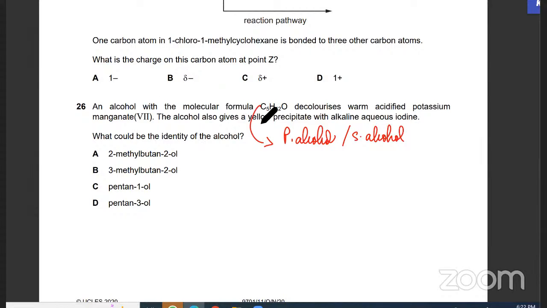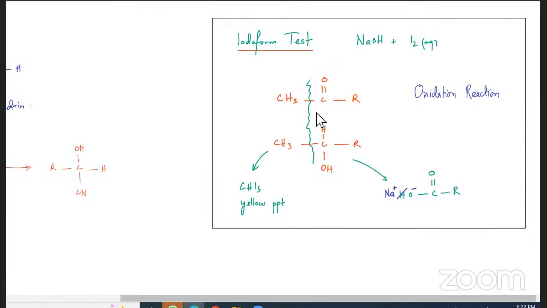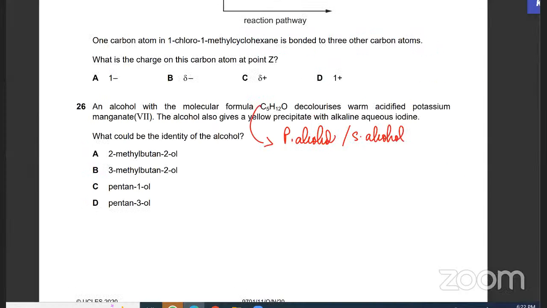The alcohol also gives a yellow precipitate with alkaline aqueous iodine. We just did that. Alkaline aqueous iodine is this one. You need a methyl. It's got this structure in it. So it's that type of alcohol. It's CH3 with CHOH, and then you have the rest of the molecule, right?